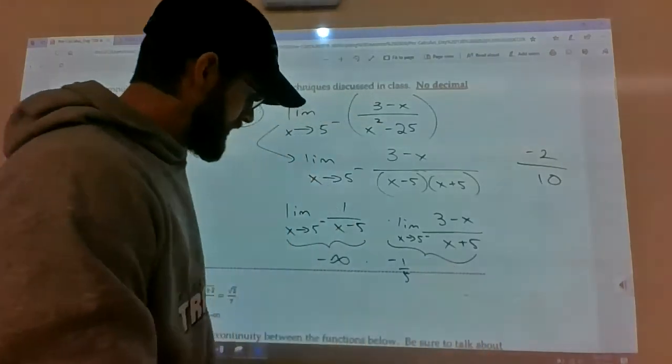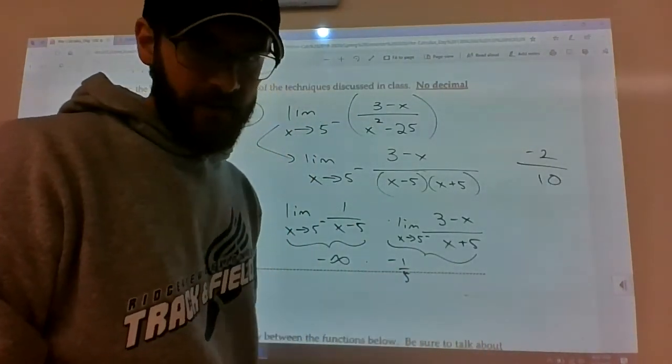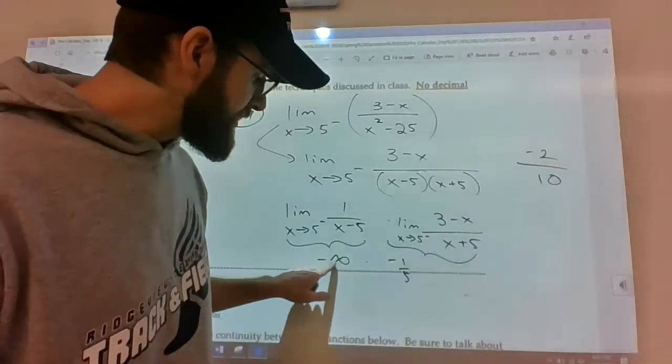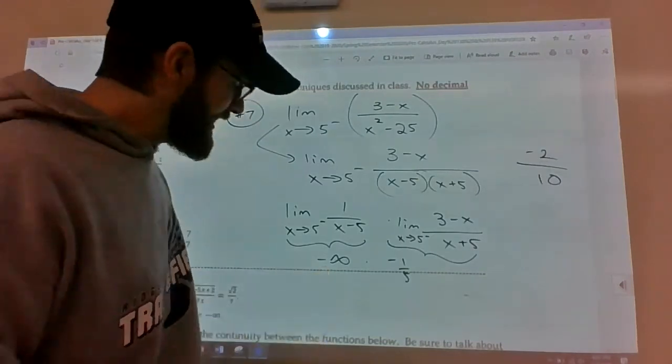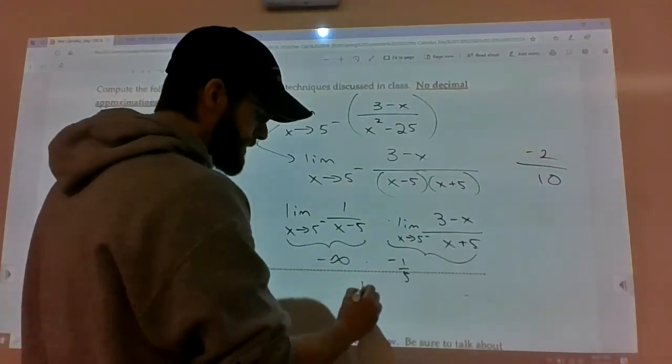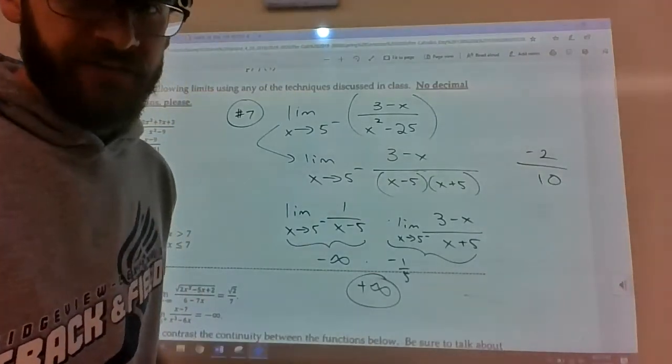So it doesn't matter what this value is. All we're looking at is the sign of it. Oh, I take a negative times a negative infinite value, and you get a positive infinite value. So that one's positive infinity.